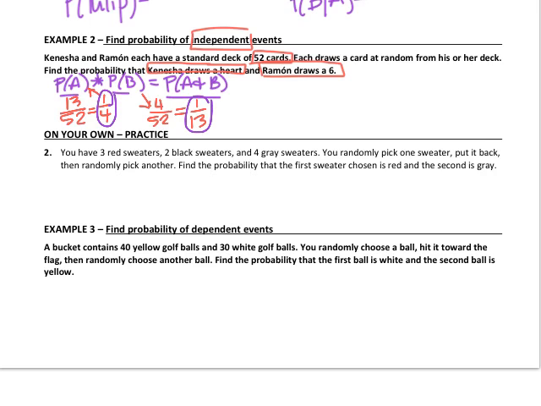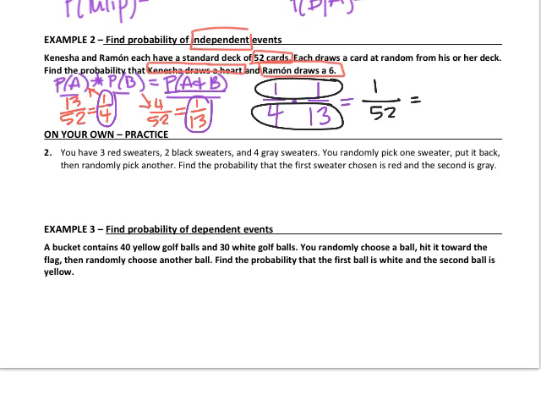Now, with these two probabilities, to find out the chance of both of them taking place, that's what we mean by probability of A and B, we need to multiply these together. So 1 over 4, that's Kanisha's probability, times 1 over 13, which is Ramon's probability, and we need to multiply them. When you multiply fractions, you just simply multiply across the top and multiply across the bottom.